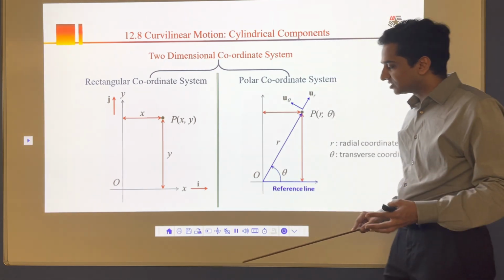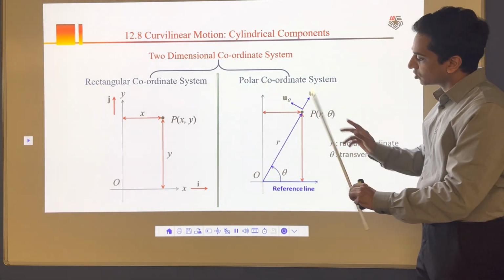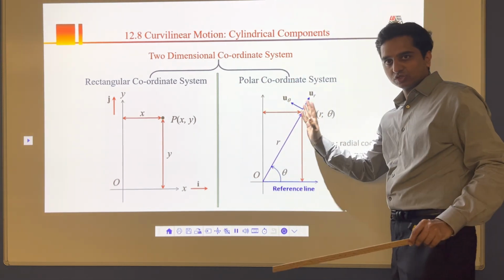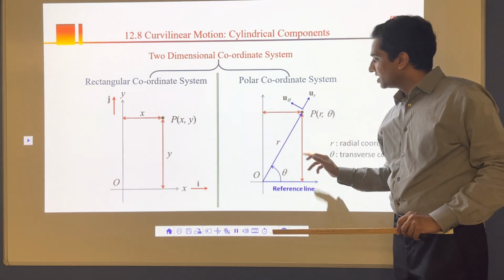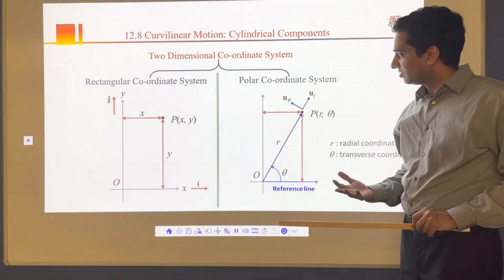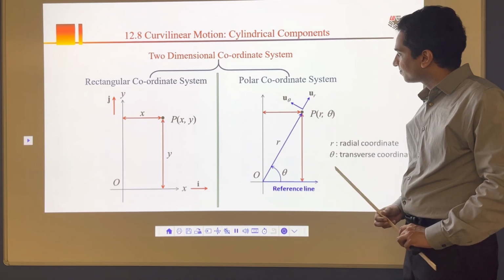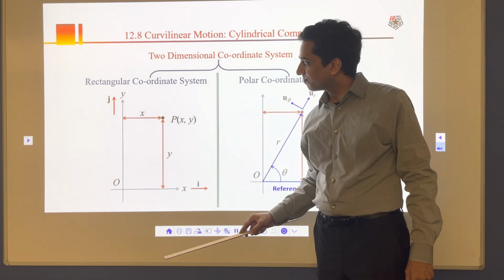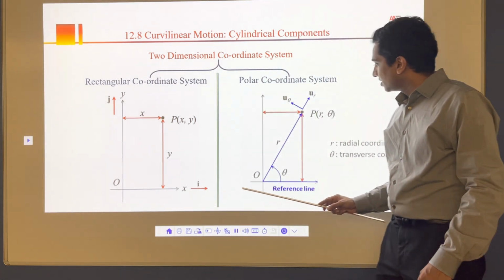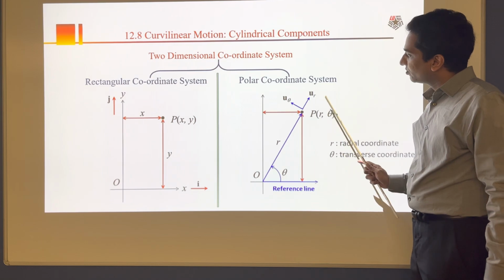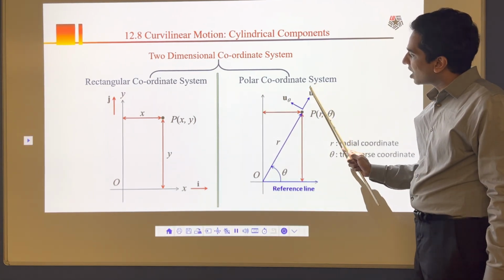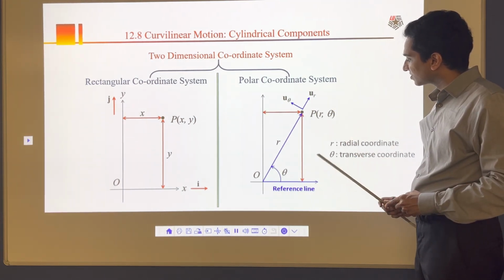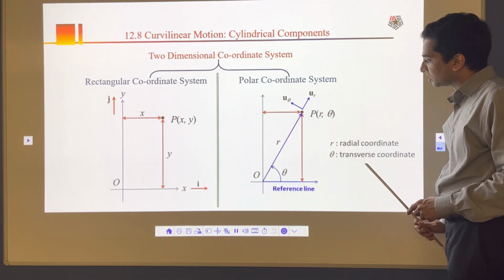There is another system known as the cylindrical coordinate system, or polar coordinate system. Let's assume that this radius is rotating like this. If you have a rotation, it's a good idea to use the polar coordinate system, in which instead of x and y, we have r and theta. For the rectangular system, we have i and j as unit vectors. In the polar system, instead of i and j, we have ur and u theta. So r is the radial coordinate and theta is the transverse coordinate.